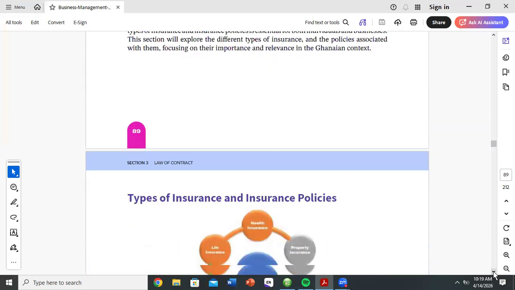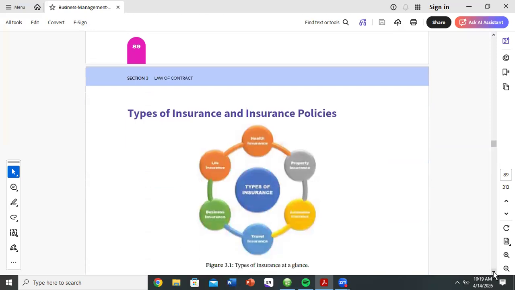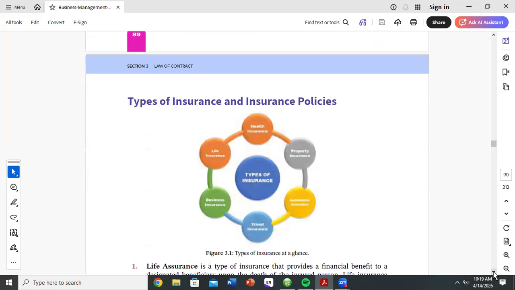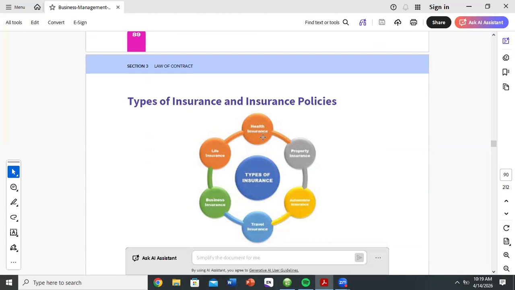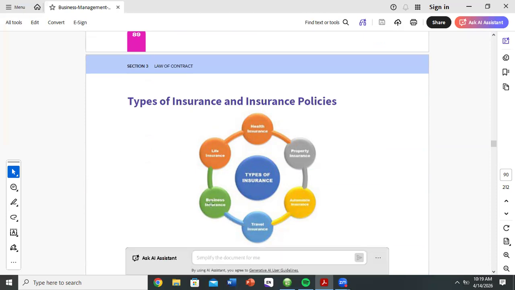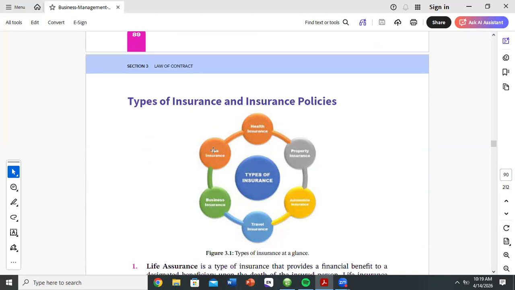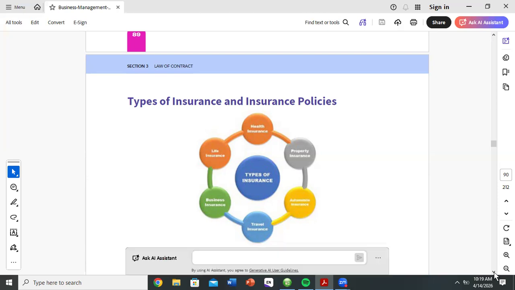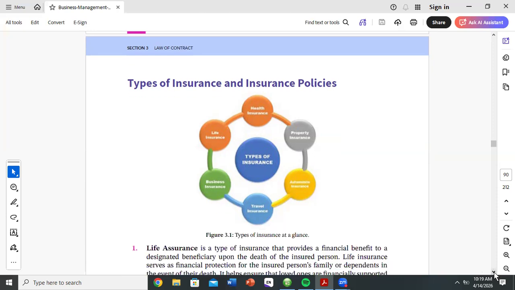So if you can see the picture on the screen here, your manual categorizes insurance into six: health insurance, property insurance, automobile insurance, travel insurance, business insurance, and then life assurance, as it is expected to be stated. So they pick the first one, life assurance.